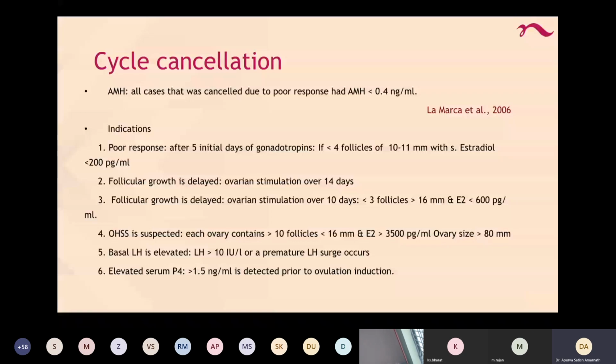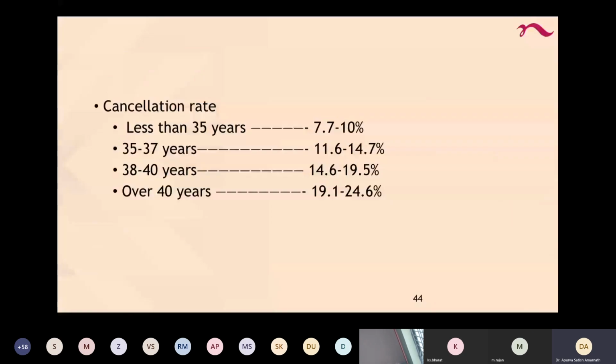So the risk of cancellation is low when the woman is less than 35 years, that is between 7.7 to 10%. When the woman is 35 to 37 years, there's a risk of up to 15% of cycle cancellation. Between 38 to 40 years, it's nearly about 20%. And over 40 years, about 25% of the cycles can be cancelled because of low AMH usually.